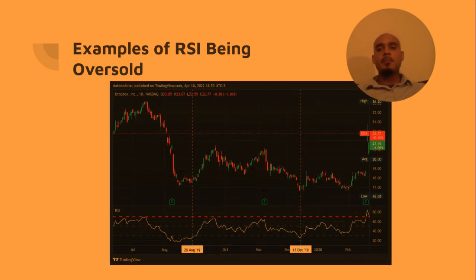Here's an example of something being oversold. Again, Dropbox, same thing. This is in 2019, August 28th. We can see there's a huge sell-off. It went from $26 all the way down to $17. And you can see for many days, Dropbox was in oversold territory under this blue here. And as it curled back up, you can see, and look, there's your auction zone.